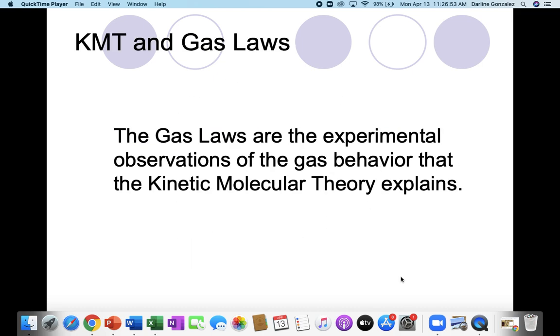Those are used to explain how a gas behaves. How is a gas behaving regarding its temperature? How is a gas behaving regarding its pressure? How is a gas behaving regarding the number of moles, the volume, things like that. So basically, gas laws are a way to explain the kinetic molecular theory.